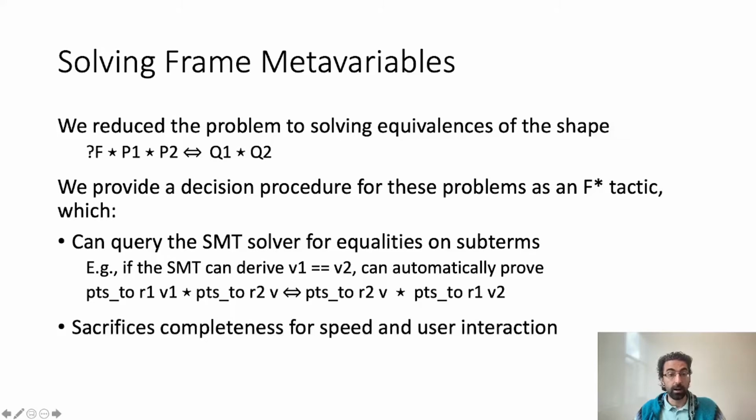And lastly, our decision procedure is partial, but in exchange, it does not require any backtracking. And since we are inside an interactive proof assistant, the user can always help frame inference by providing annotations. So as such, our tactic sacrifices completeness for speed and user interaction, enabling practical automation for separation logic reasoning. We provide the full details of the decision procedure in our paper, including a proof of termination of the decision procedure and a proof that the scheduling we presented in the previous slide always exists for Steel programs.